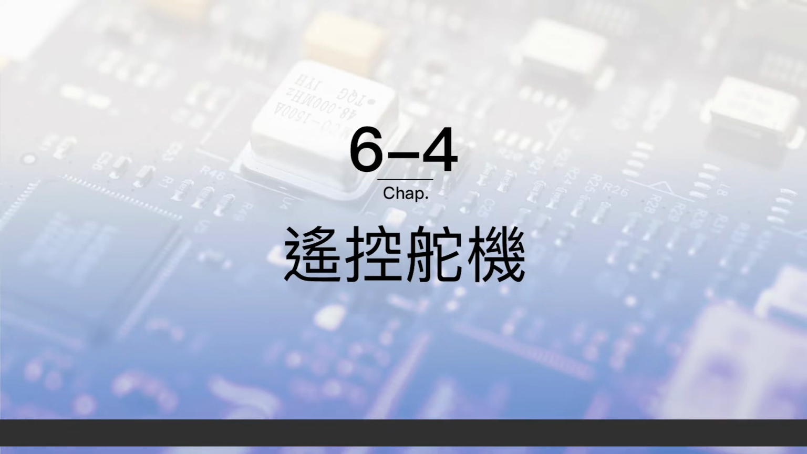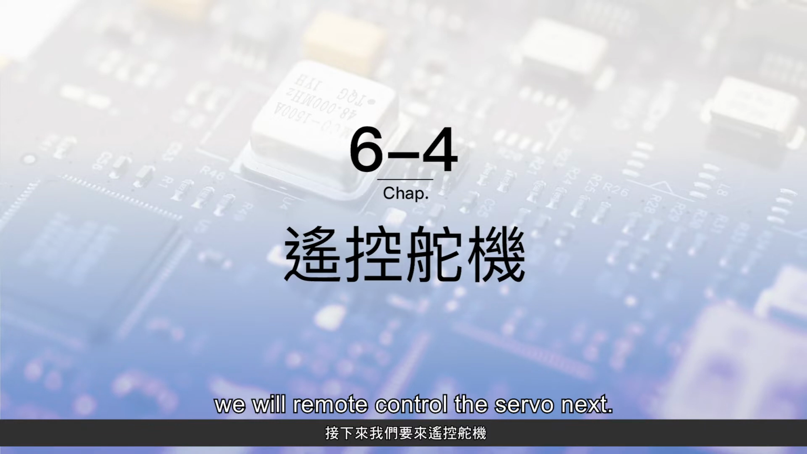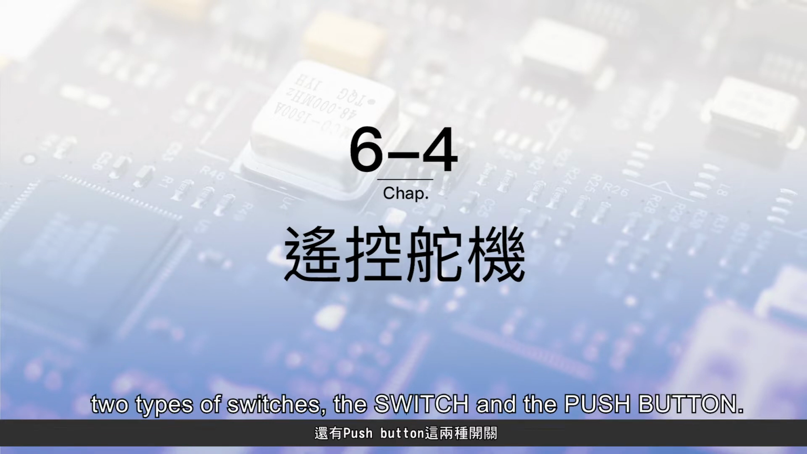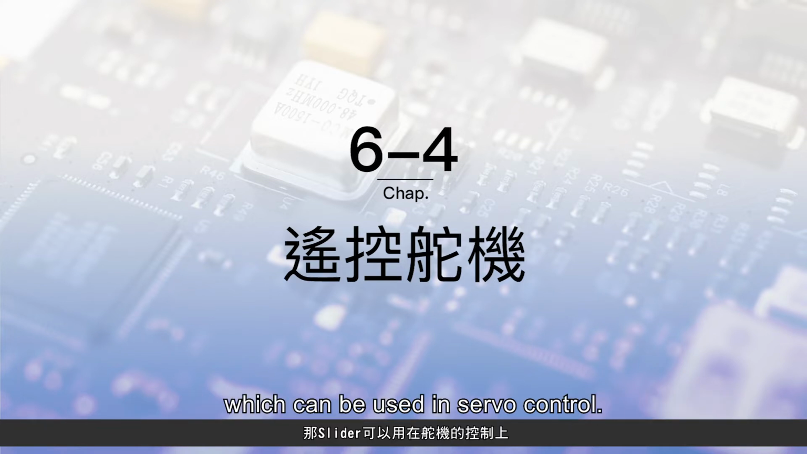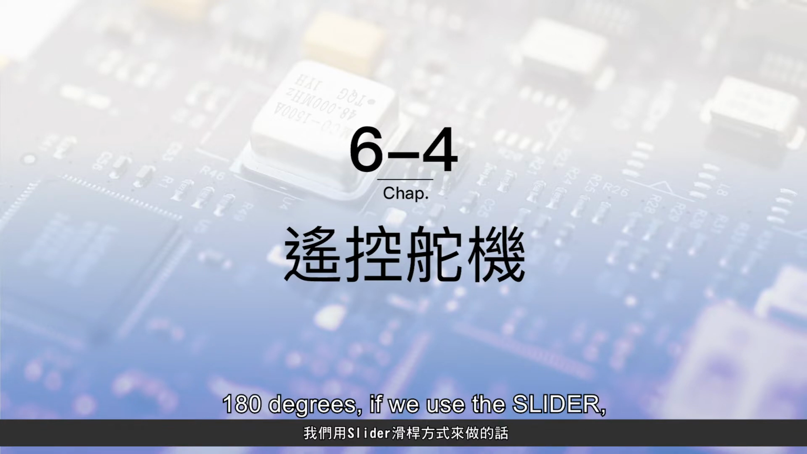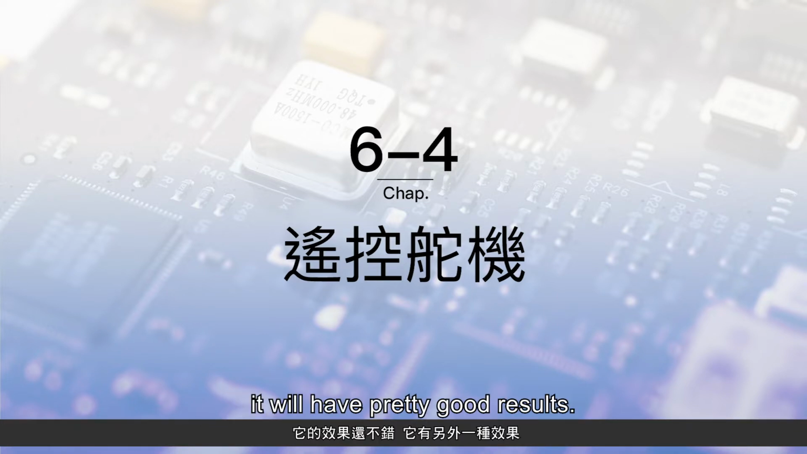Once you're finished, we will remote control the servo next. We mentioned earlier that there were two types of switches, the switch and the push button. The next one we will talk about is slider, which can be used in servo control. The servo's angle is between 0 and 180 degrees. If we use the slider, it will have pretty good results.